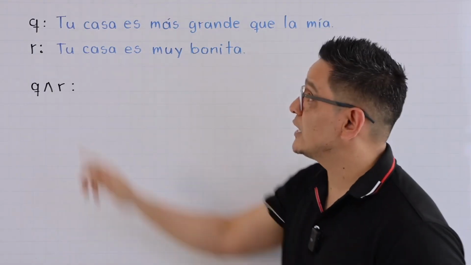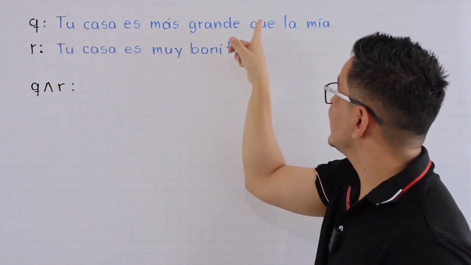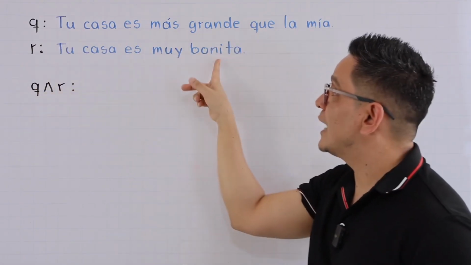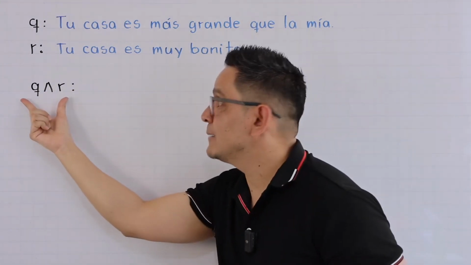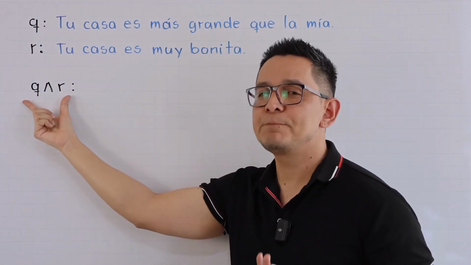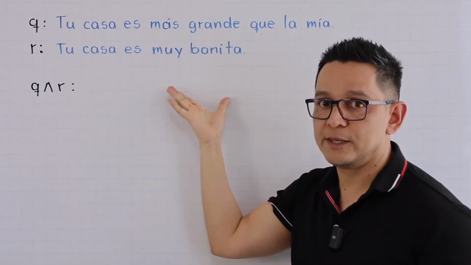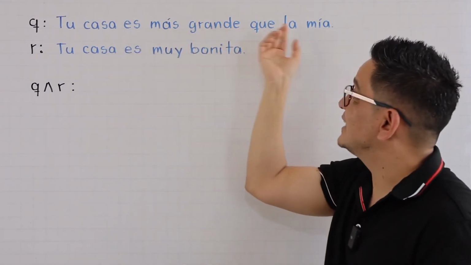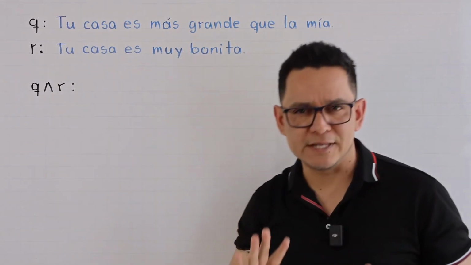In this case, I'm going to use the letter Q to represent the proposition "Your house is bigger than mine," and the letter R to represent the proposition "Your house is very beautiful." Let me ask you, how can we read this compound proposition? You're thinking about it for a moment. Here we have Q and R, but how can we read it? Very good. We could read it as, "Your house is bigger than mine, and your house is very beautiful." We could read it that way.